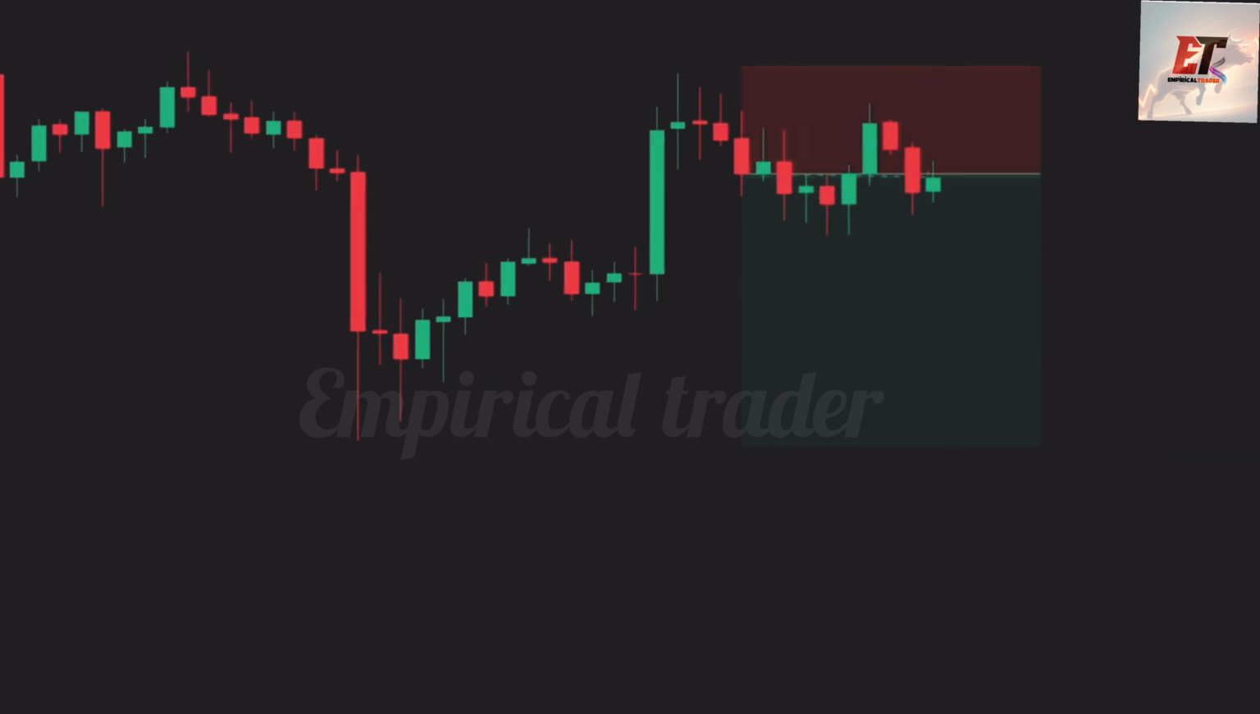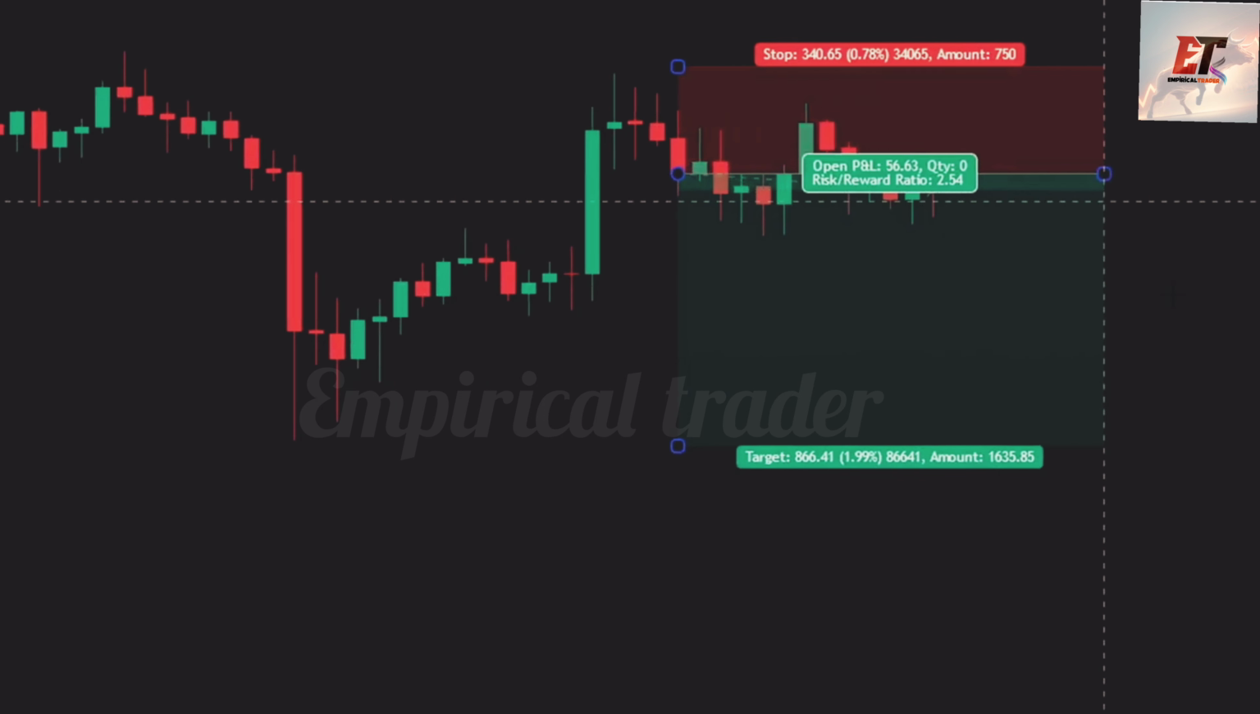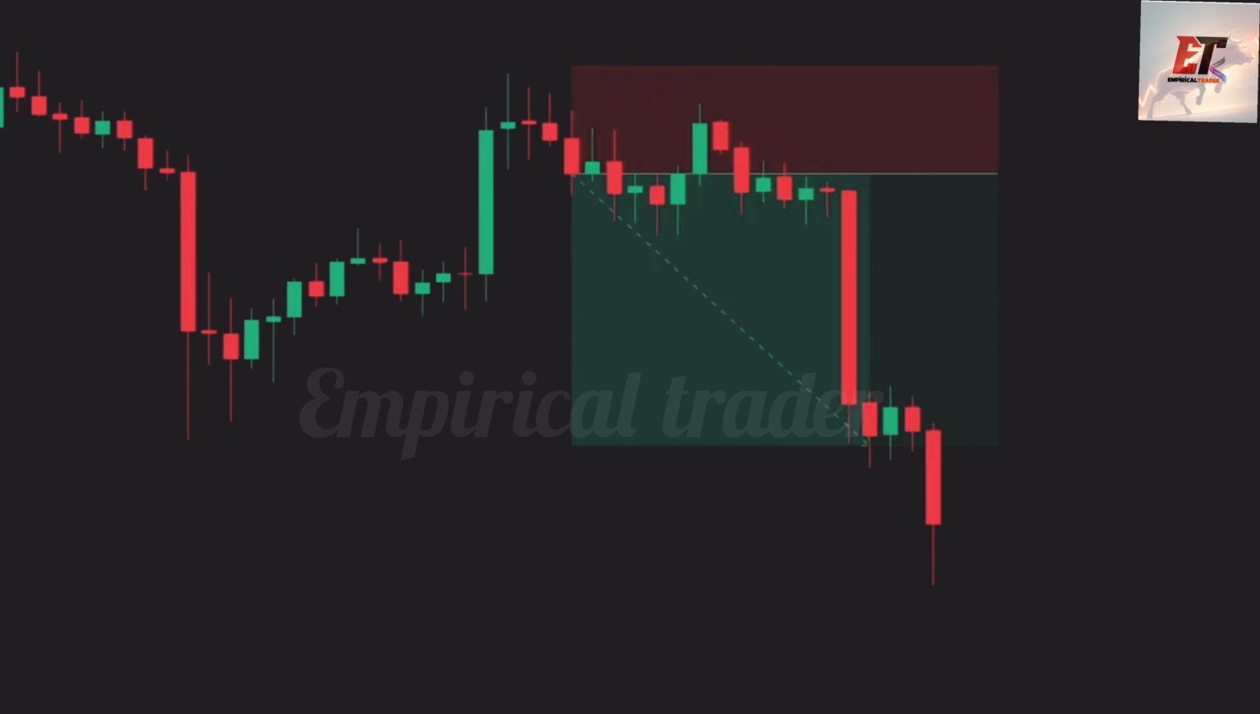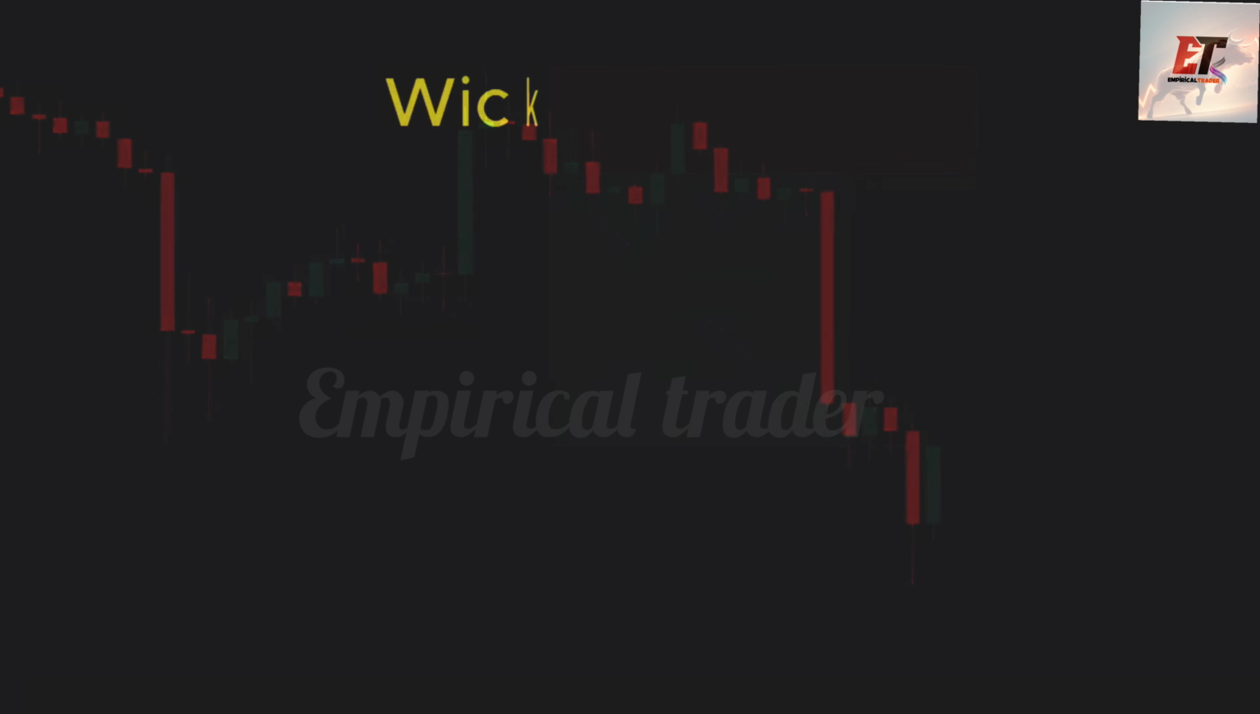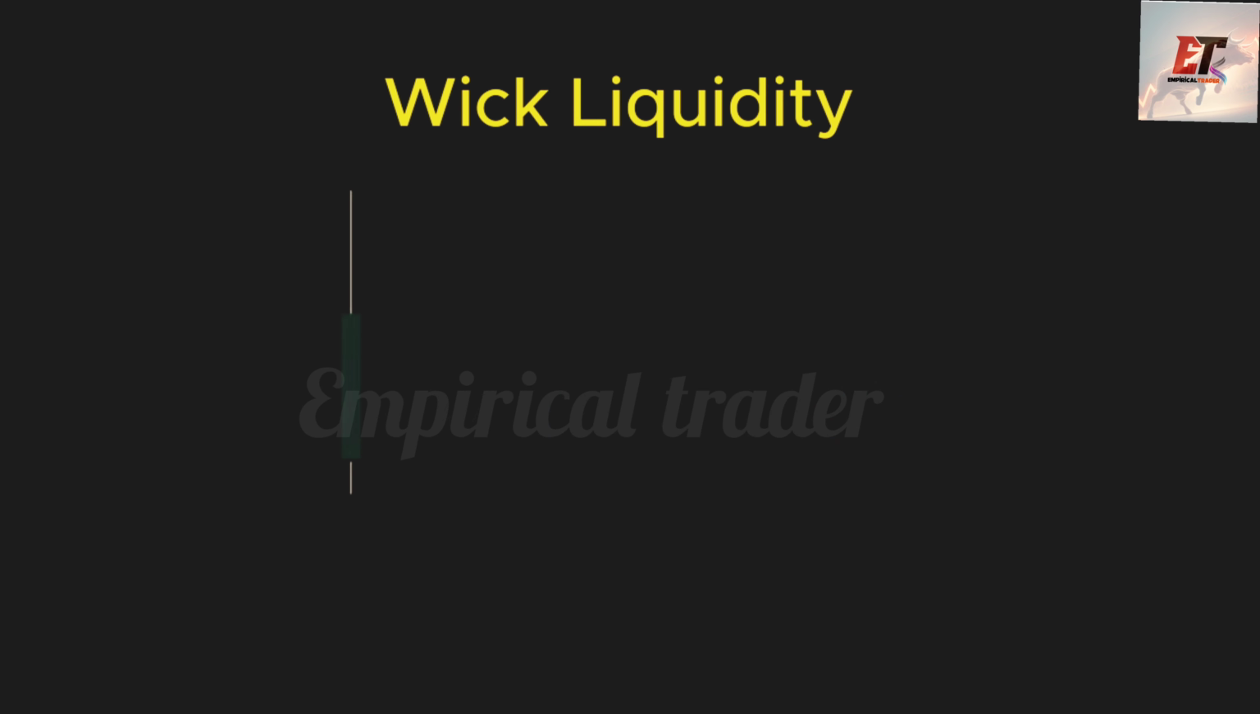Another liquidity type is the wick liquidity. The wick liquidity is often seen by a candle that causes a massive move in price, but then quickly reverses. Later price will take that wick. The reason is there is the retail trader's stop loss, just to take the trade in his favor after stopping him. There is the wick.